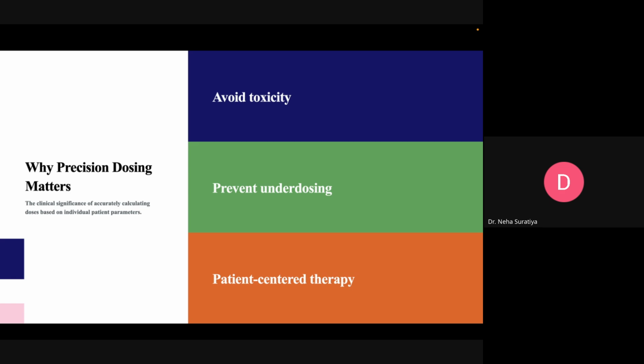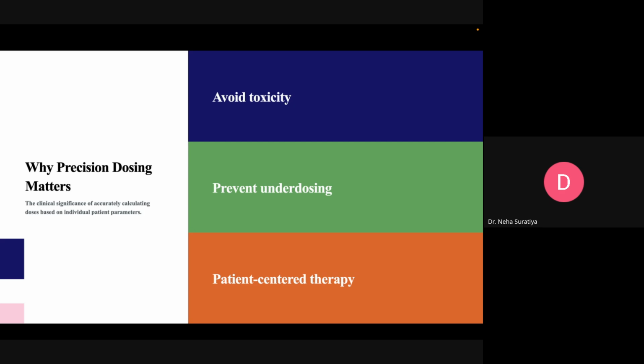So precision dosing ensures that your therapy is safe, minimizing adverse drug reactions and avoiding toxicity. Your therapy is effective, achieving therapeutic drug levels. It is patient centered, tailored to individual physiological differences. So this is why precision dosing matters to us. It helps us avoid toxicity and prevent underdosing, which means resistance and treatment failure. And it is a patient centered approach.